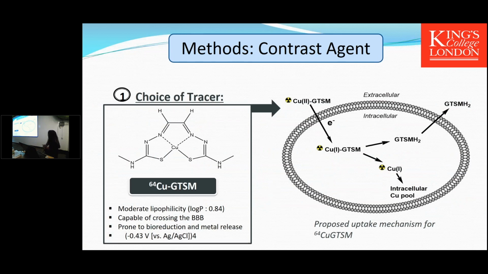So our methodology. The contrast agent we used was copper-64 GTSM. This particular molecule has moderate lipophilicity, and it is capable of crossing the blood-brain barrier both in wild-type mice and in the diseased mice. It's also prone to bioreduction and metal release in a non-specific manner. So it will enter the cell as copper-2 GTSM, and then it will turn into copper-1 GTSM, or the copper alone, and enter the pool of intracellular copper. And so this is what we were following during our PET imaging experiments.